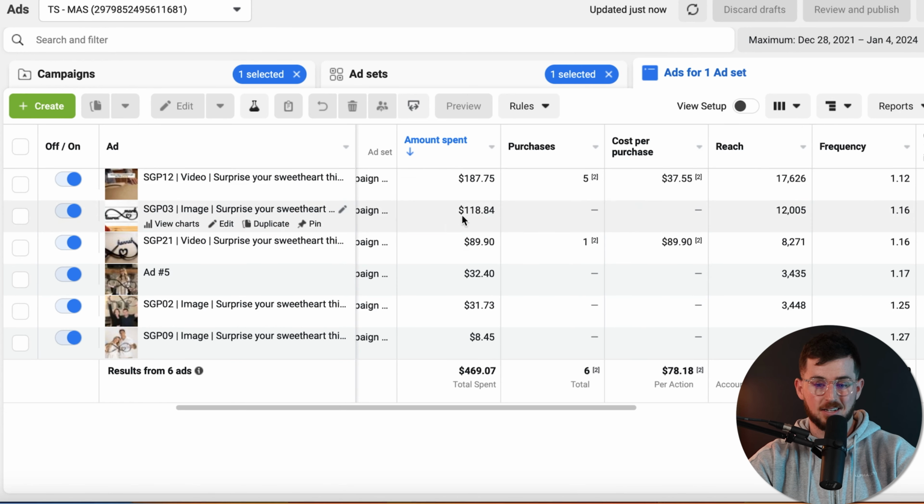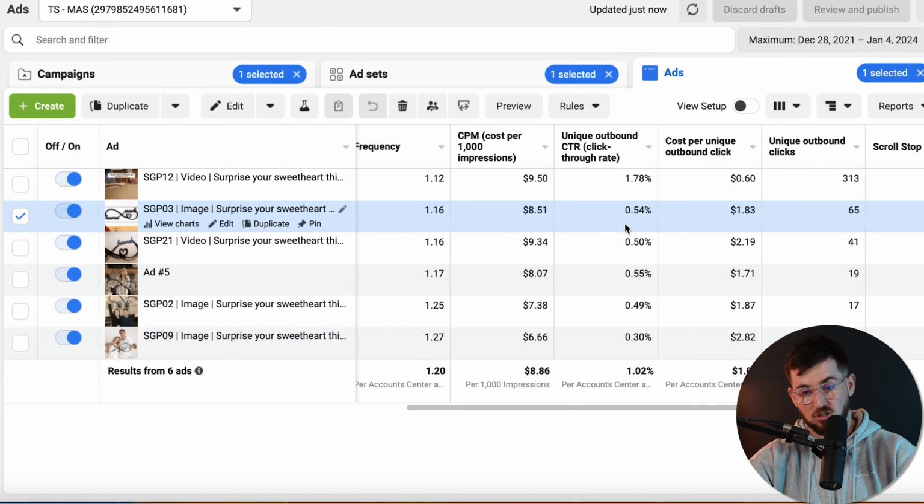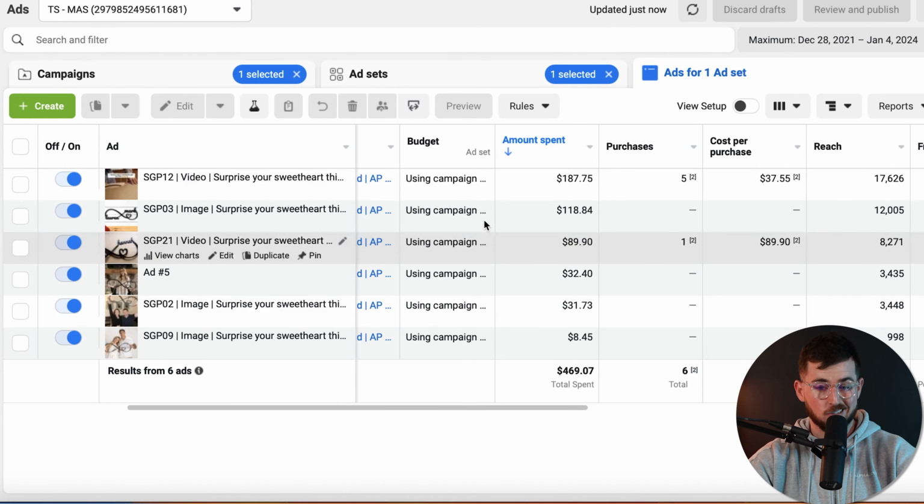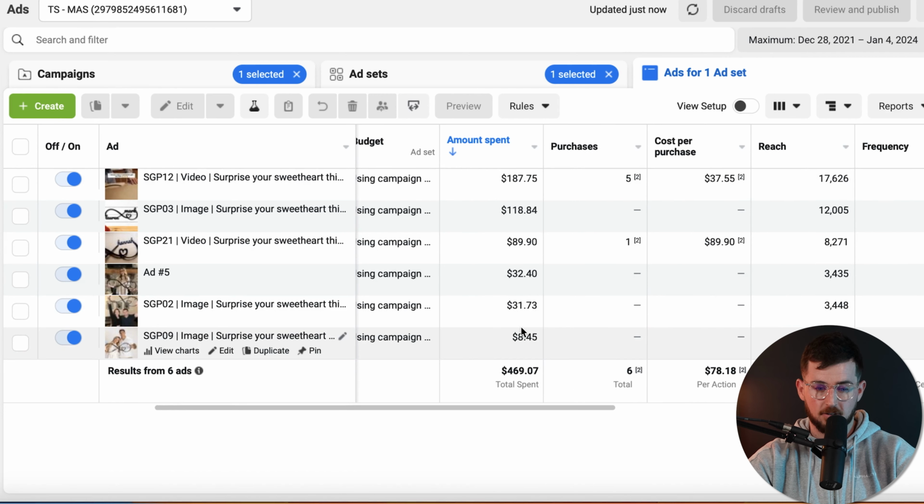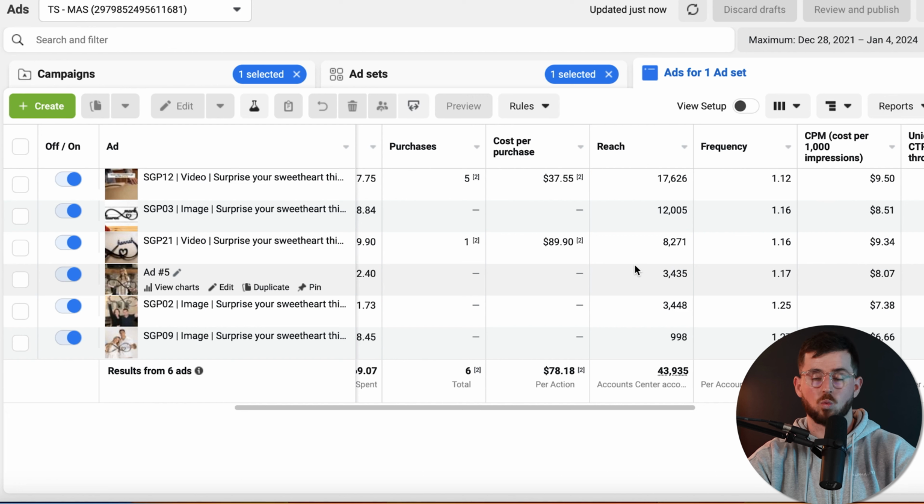This image ad right here is not doing hot, but let's go take a look. Relative to everything else we're testing, this is not doing that good. In fact, this is doing pretty average compared to everything else. But here's a great example of when we launched 6 different ads, 1 took off. We did 6 very different creatives, 1 took off and is working well. So we're going to roll with that.